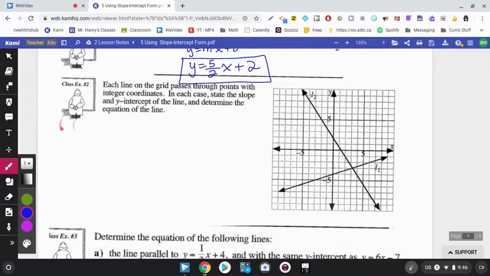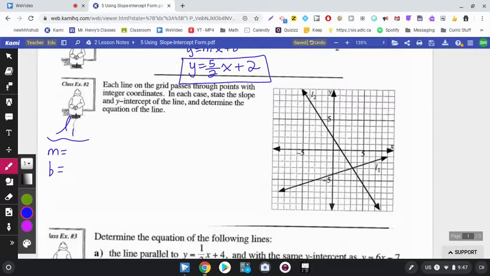So for line 1, what I need is two things. I need the slope and I need the b value. And as soon as I find those things, I am ready to roll. I can write the equation of the line.